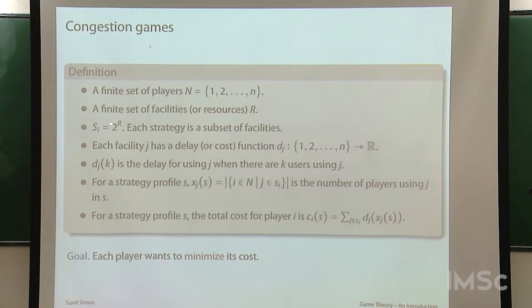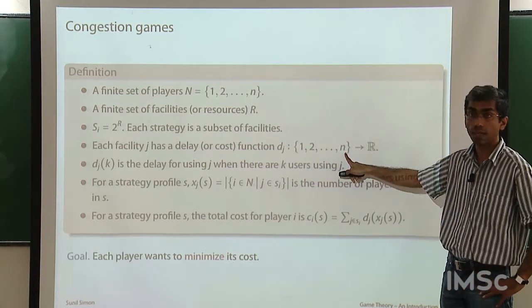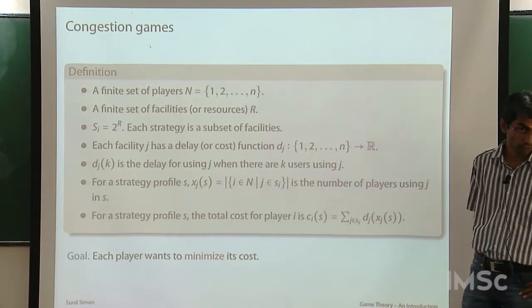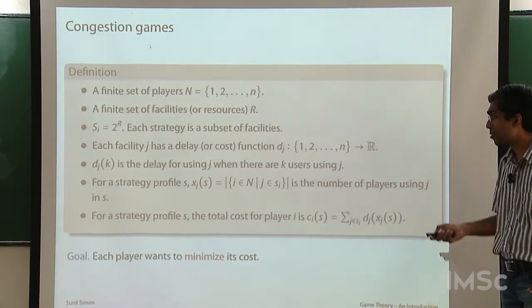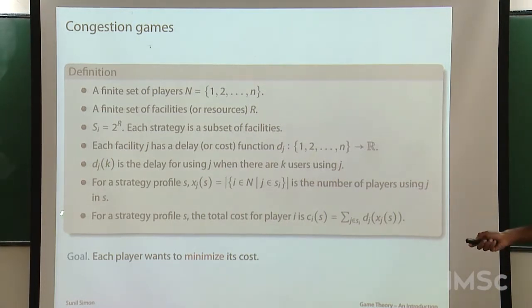So the strategy set for each player is simply the power set of R. Each player can choose a subset of resources. That's the strategy. Now, each facility j, or each road segment j, has a delay function d_j associated with it. And what is this function? It is from the set 1 to n, since there are n players, to the set of real numbers. What does it essentially tell you? Well, d_j of k, where j is a resource and k is some number between 1 and n, tells you the delay on using this resource j when, in total, there are k people using the resource.